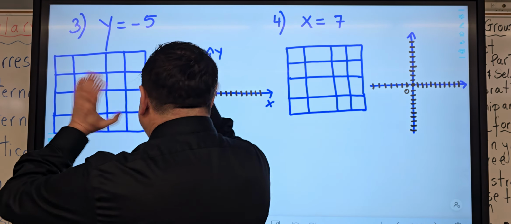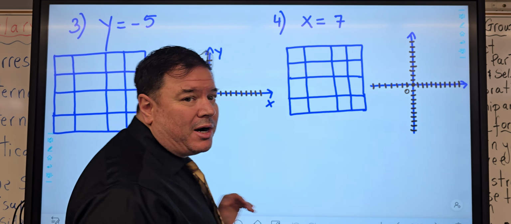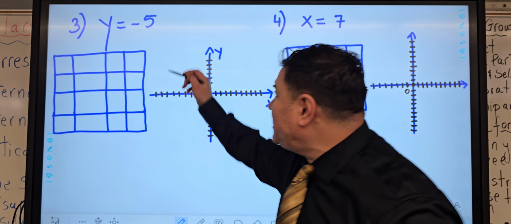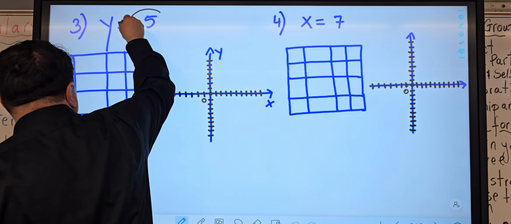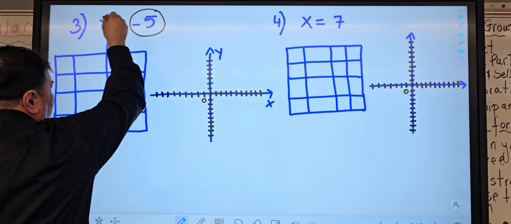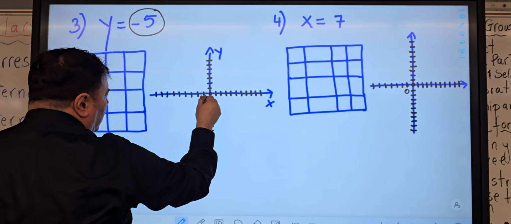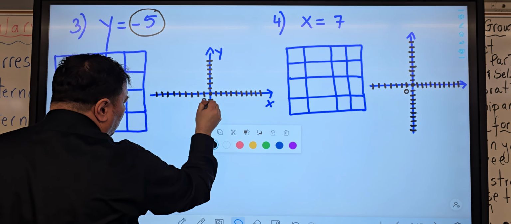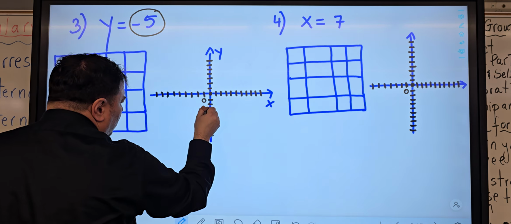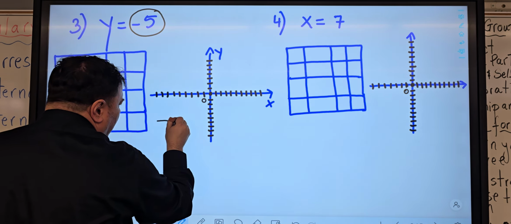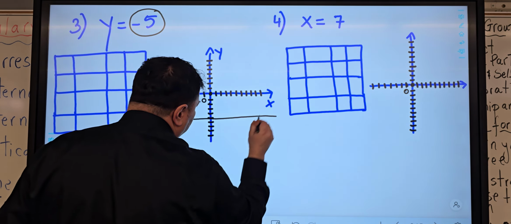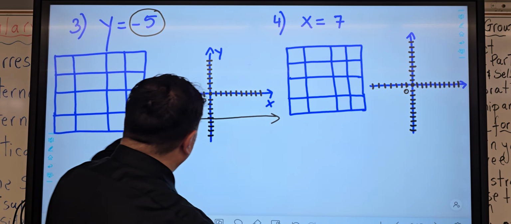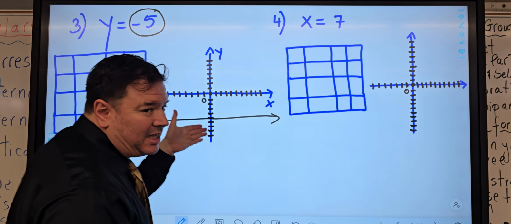Again, remember I've been telling you, when y equals a number, it means that we are going to this number here, negative 5, on the y-axis. Y equals negative 5. 1, 2, 3, 4, 5, negative 5. And then, to draw a horizontal line through that negative 5. And that's the answer right there.